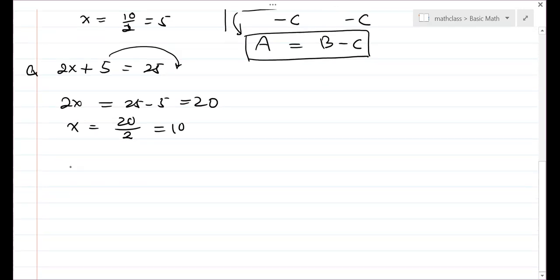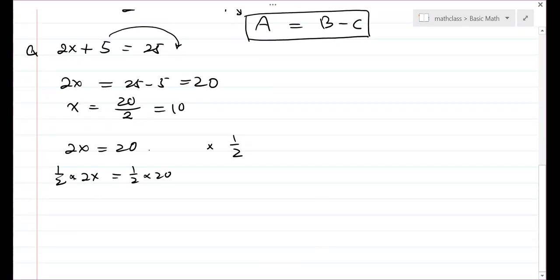Yeah, here's another thing. See, if you have 2x equals 20, right? I say divide, but actually you can multiply. It can be any number. Multiply 1/2 on both sides. So 1/2 times 2x equals 1/2 times 20. Okay, so 2 over 2 is gone, just x. And on the right-hand side, 20 multiplied by 1/2 is 10.